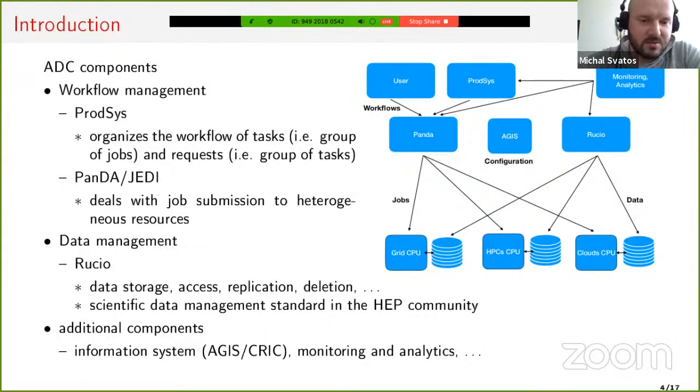And it seems that Rucio is becoming more or less standard in the high energy physics community, as many other experiments other than ATLAS are using it. And then there are additional components like the information system, which is now AGIS and soon to be Greek. We have monitoring and analysis platforms, etc.